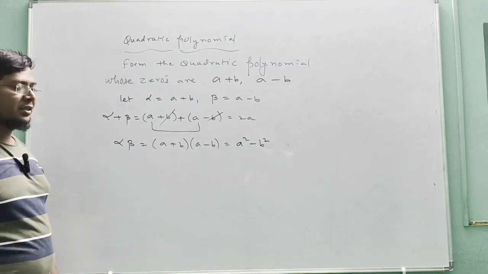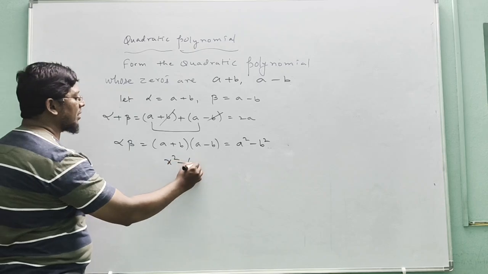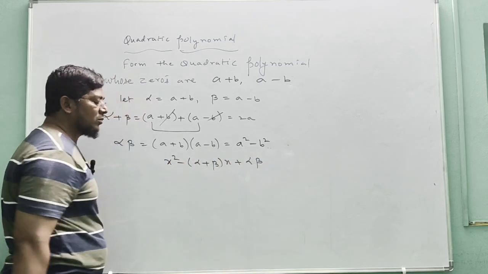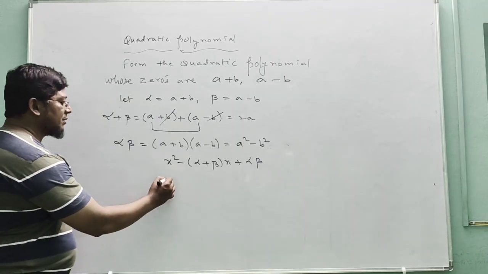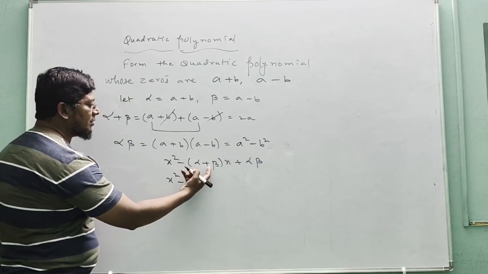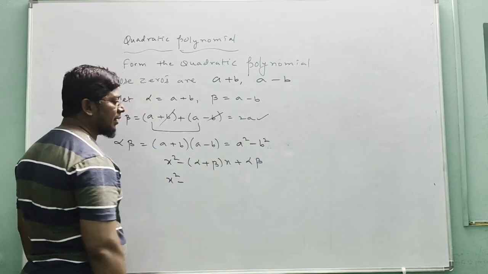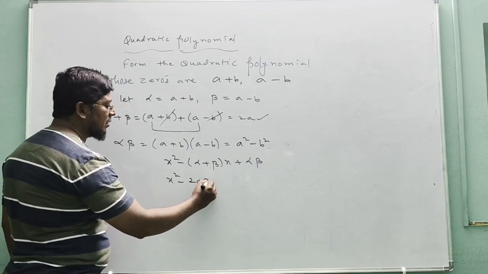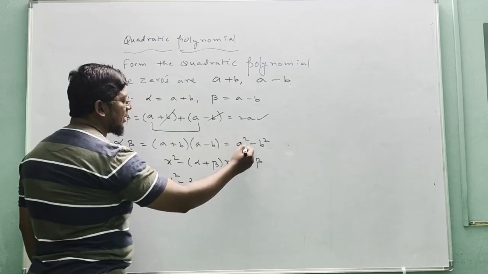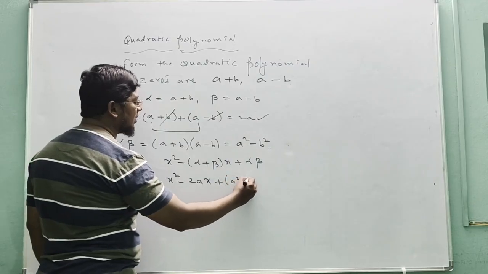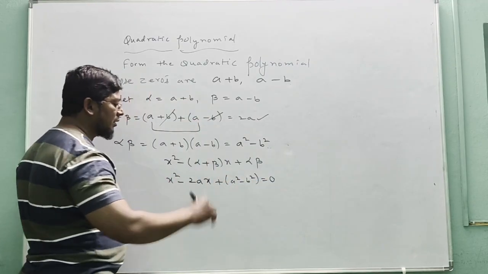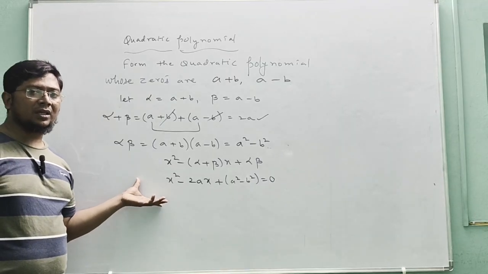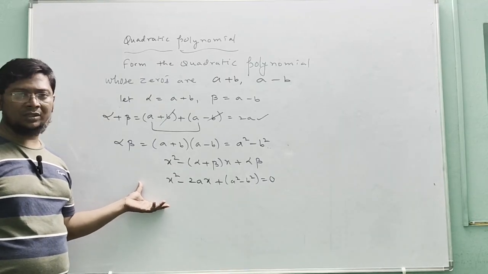Now we write the equation x square minus alpha plus beta x plus alpha beta. This is the formula. Substitute: x square minus alpha plus beta, which is 2a, x plus alpha beta, which is a square minus b square. This is the method of forming a quadratic polynomial.